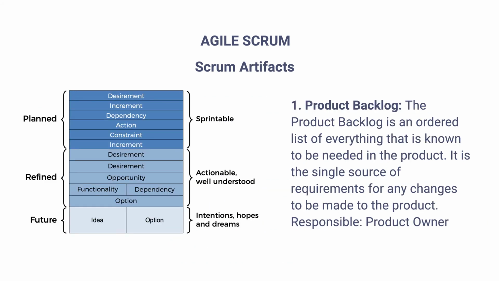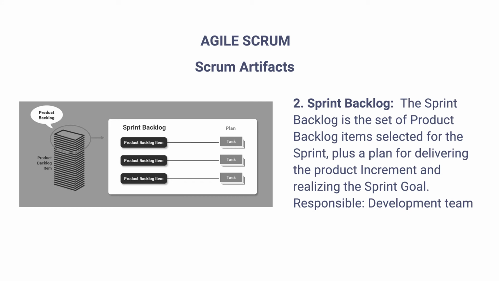Next, Scrum artifacts. The product backlog is an ordered list of everything that is known to be needed in the product. It is the single source of requirements for any changes to be made to the product. The product owner is responsible for the product backlog. Next, the sprint backlog is the set of product backlog items selected for the sprint, plus a plan for delivering the product increment and realizing the sprint goal. The development team is responsible for the sprint backlog.